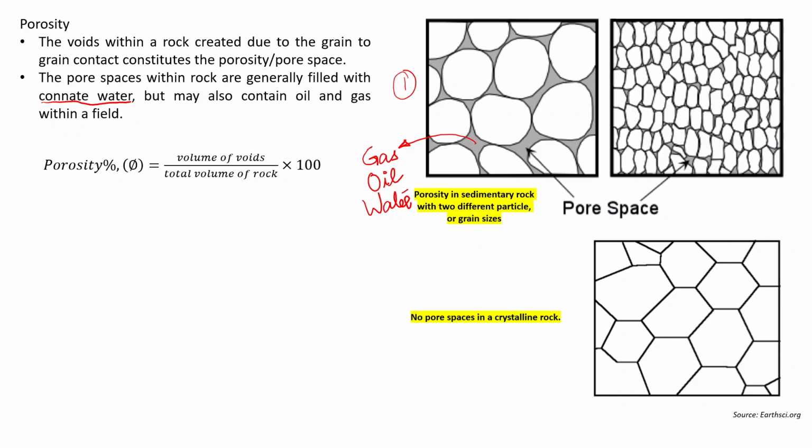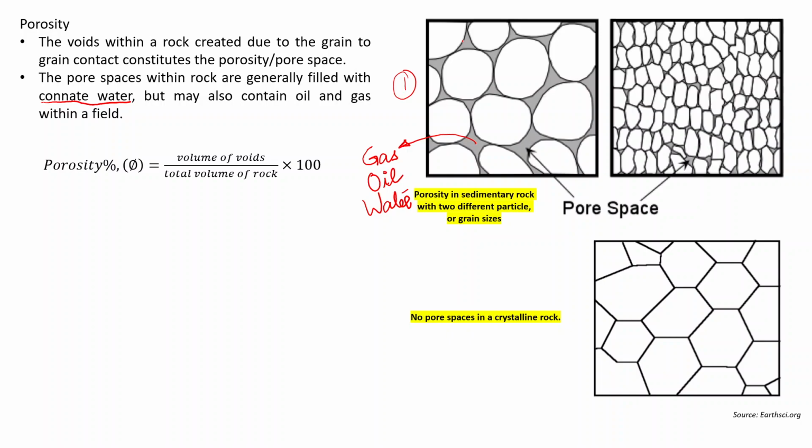Porosity is measured in percentage and is represented by the Greek letter phi. Porosity percentage can be calculated as the total volume of the voids upon total volume of rock, into 100. That means we calculate the total amount of the empty spaces divided by the total volume of the rock, and then multiply it by 100 to get the percent porosity.